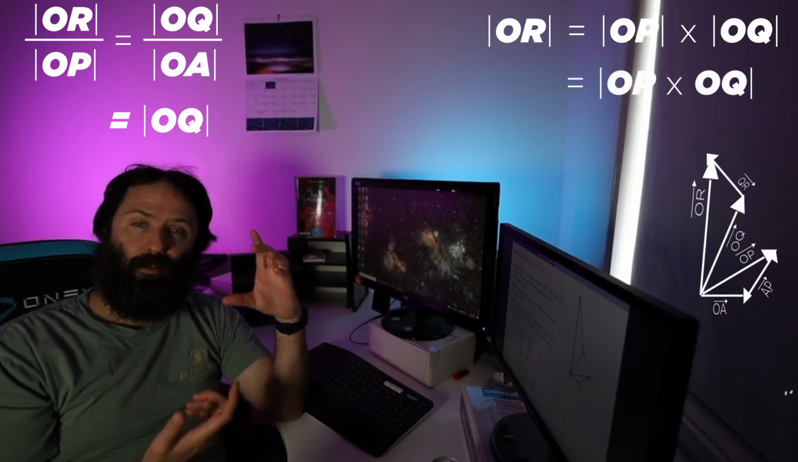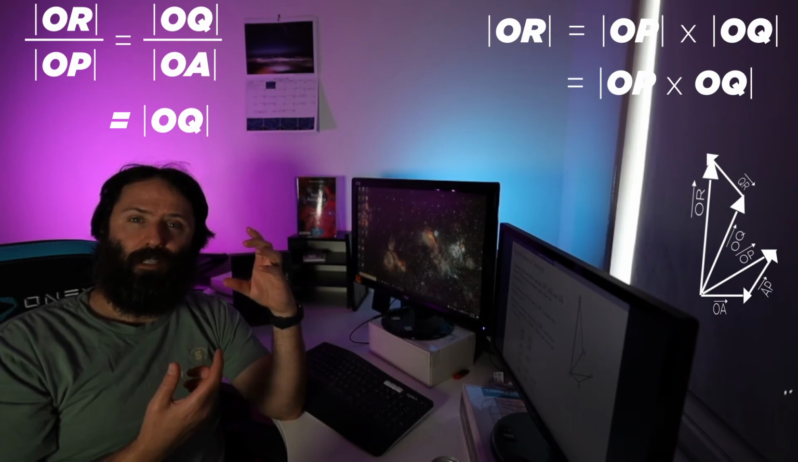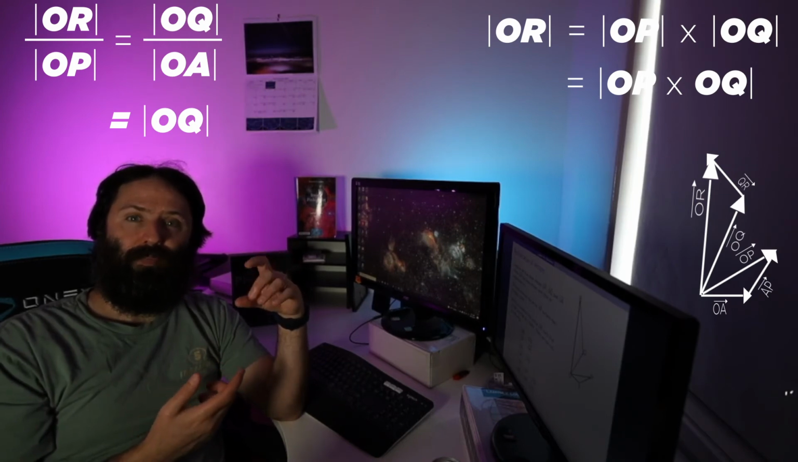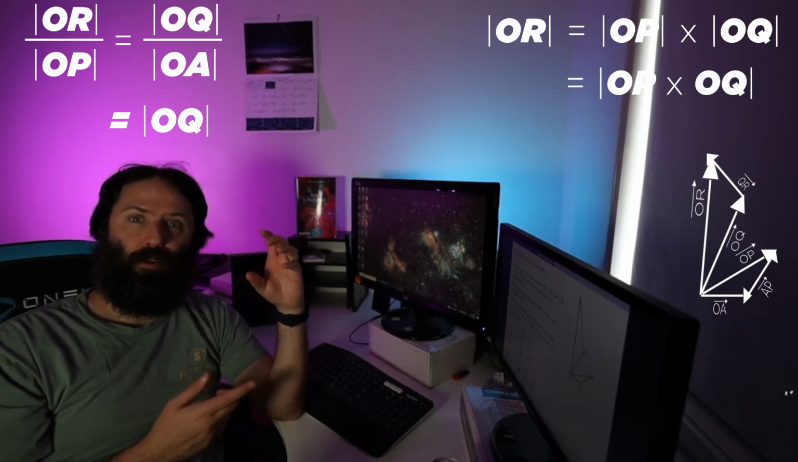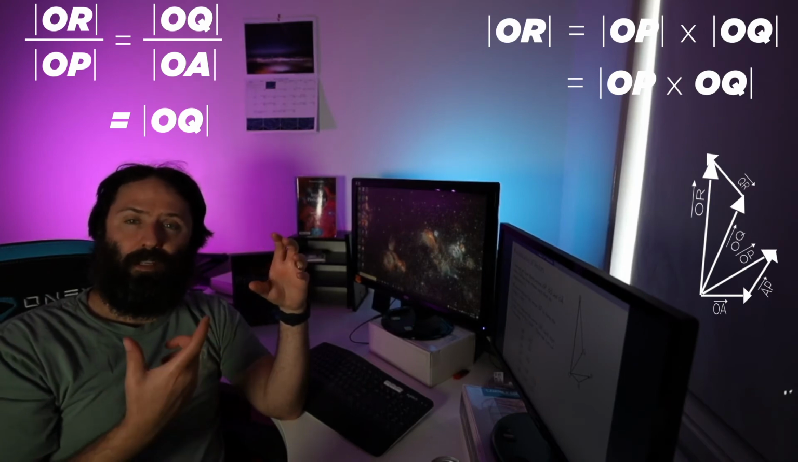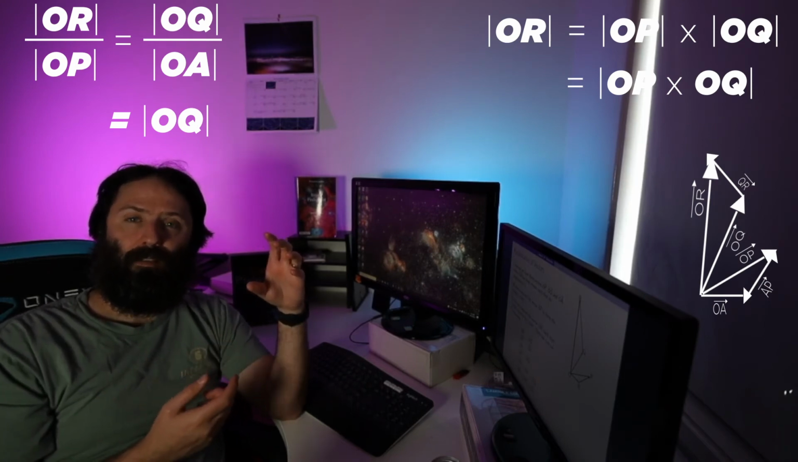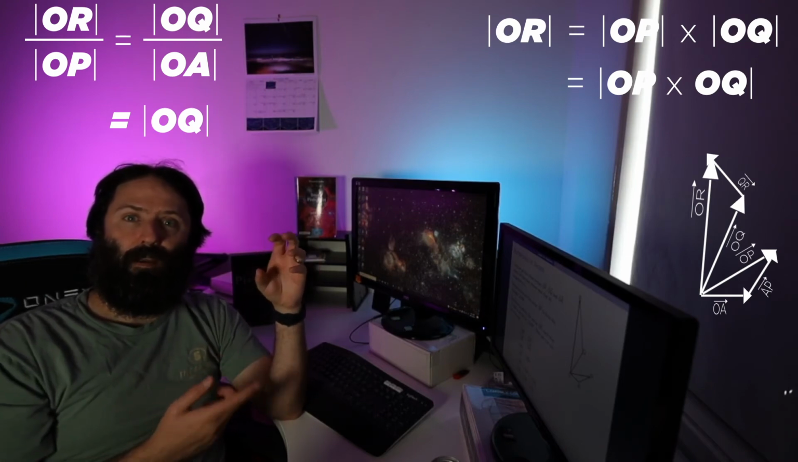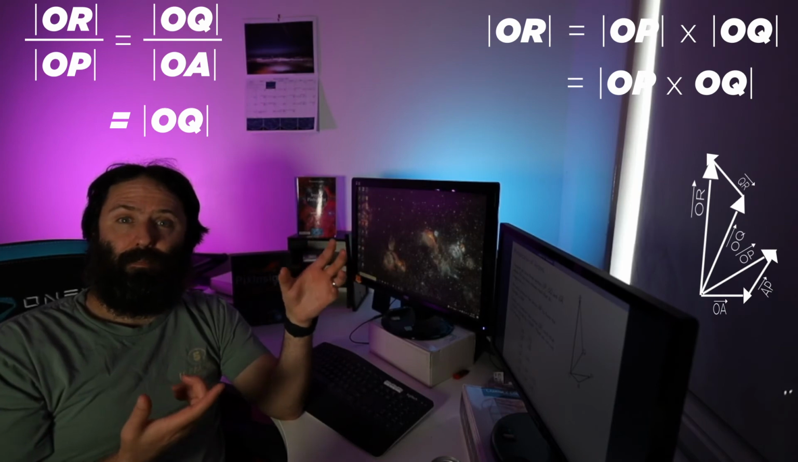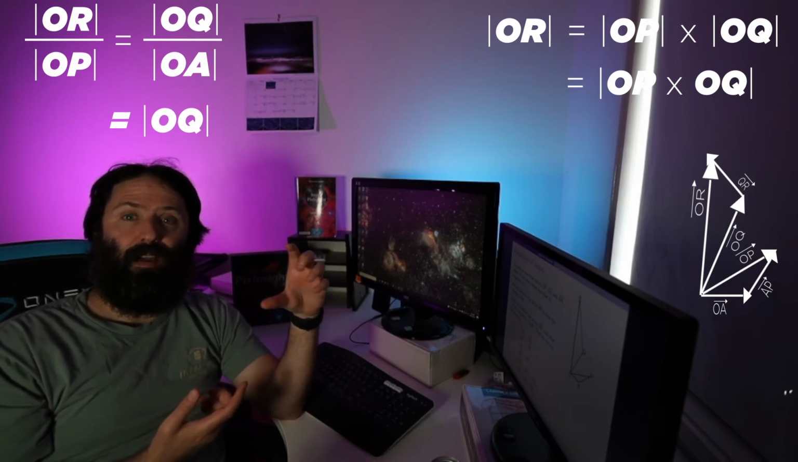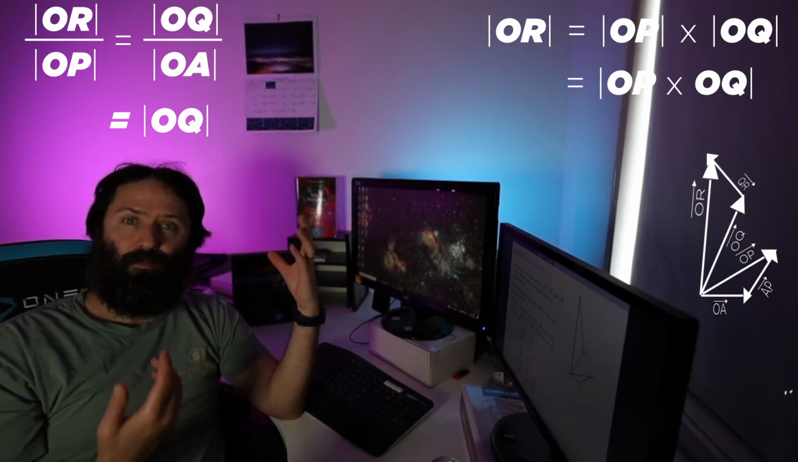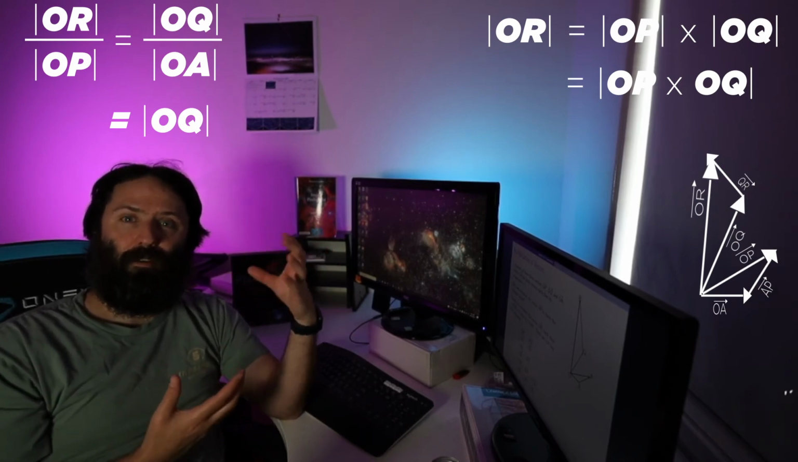And since they're similar triangles, if we look specifically at the angles, then we can see that the angle POA is the same as the angle QOR, and therefore the addition of the two angles for OP and OQ equals the angle AOR, which means we've basically proven that OR is in fact the product of OP and OQ, which is really nice. So similar triangles definitely help there.